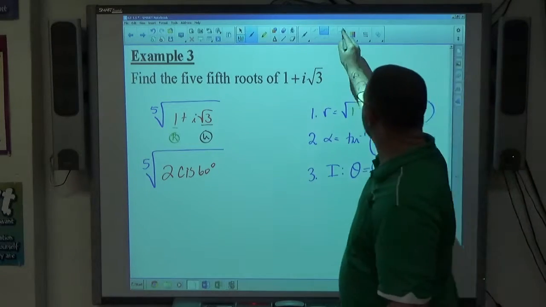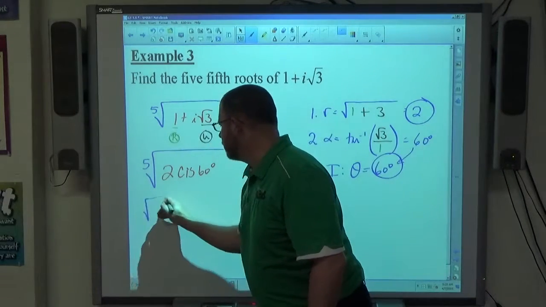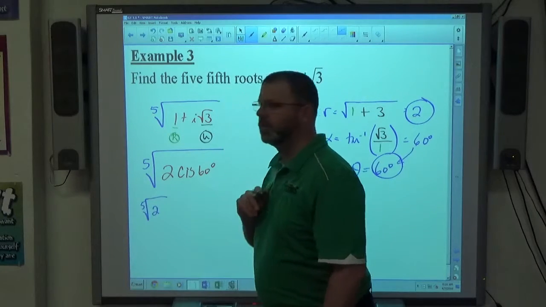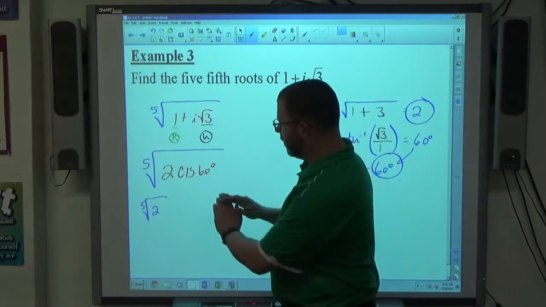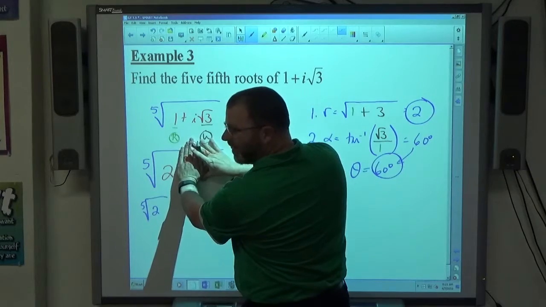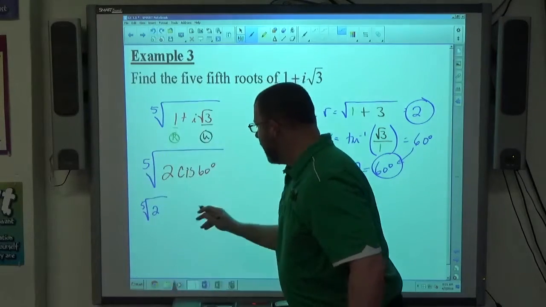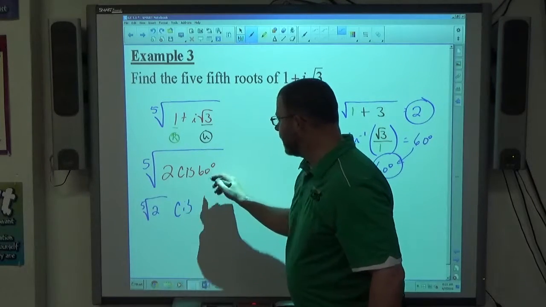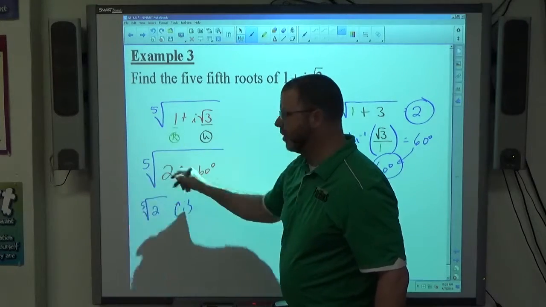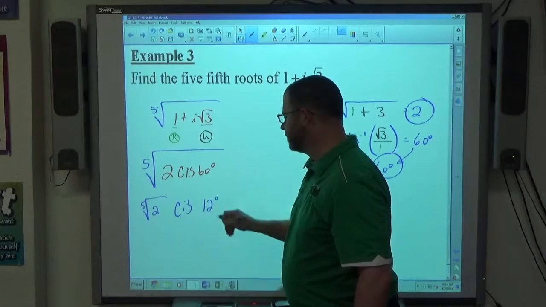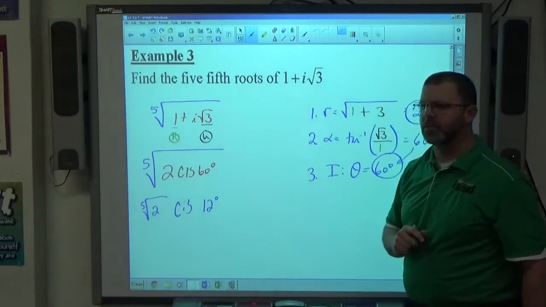Once you've done that, now we're going to write the answer. And the answer is simply the root of the magnitude. So basically, if you just ignore that, that's what that is. So just transfer that down. And then I'm going to put CIS, and then I'm going to take the angle divided by the root. 60 divided by 5 is 12. That's one of the 5 answers.